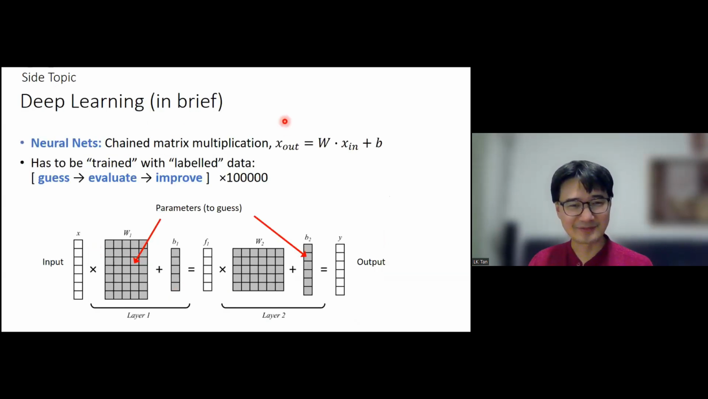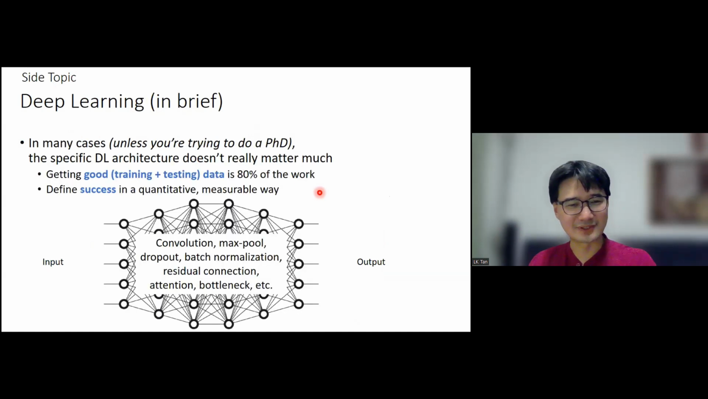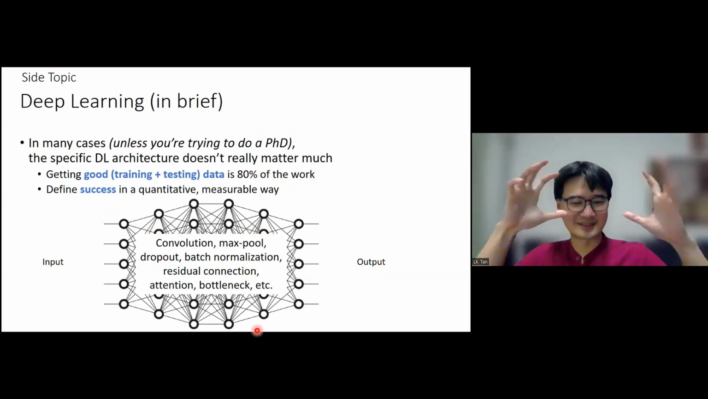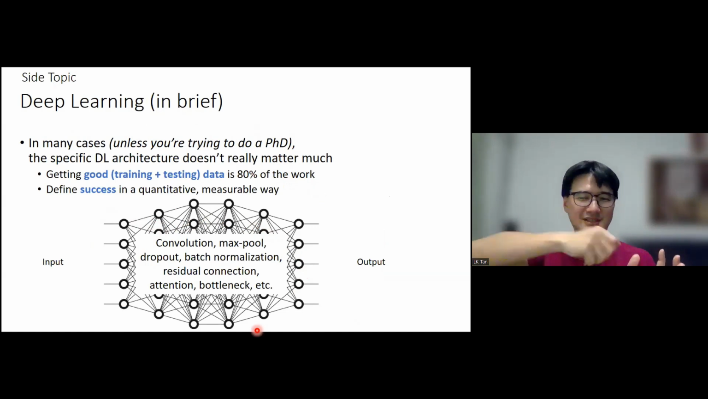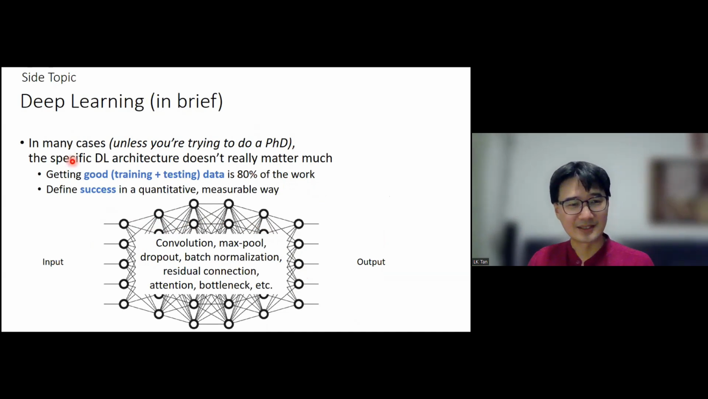There's an aside here, but given time, I will skip through this. Just a brief talk about how deep learning works. But the main thing I want to emphasize here is, because of the nature of deep learning, what it is, an entire box full of random numbers that slowly get tweaked as you, what we call, train the deep learning network. And so if you want to do deep learning, what really matters is getting good training or testing data. That's 80% of the work.